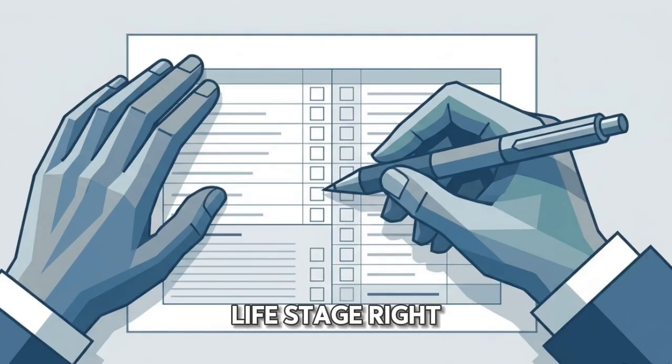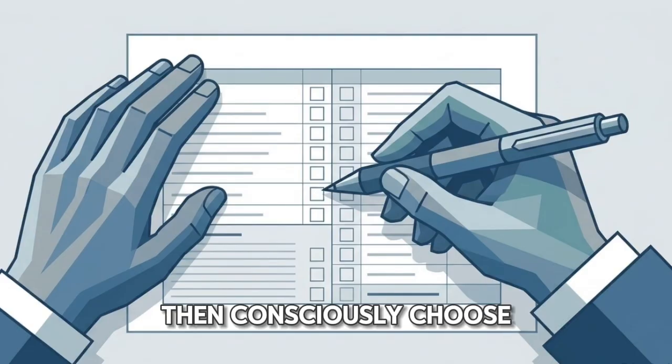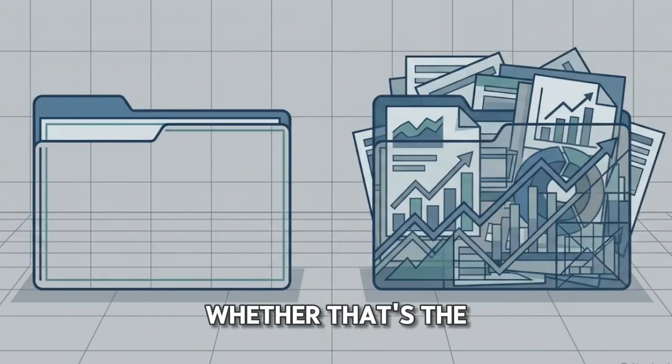Identify your current life stage right now, then consciously choose the structure that fits, whether that's the teen ratio for low overhead growth or the adult windfall ratio to reset your timeline.